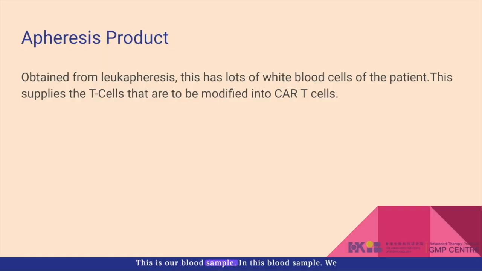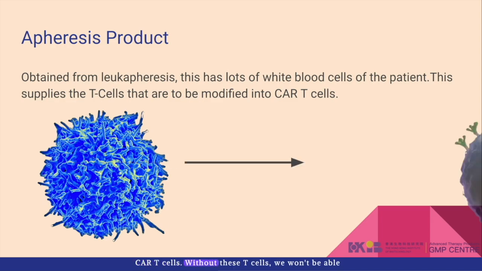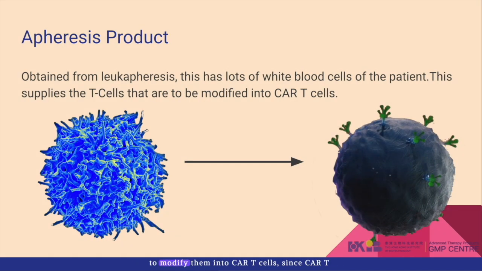This is our blood sample. In this blood sample, we have tons of white blood cells that are given to us from the hospital. These white blood cells are extracted from the patient's body, so they include the patient's DNA too. This apheresis product includes the T cells that we need that we will turn into CAR T cells. Without these T cells, we won't be able to modify them into CAR T cells, since CAR T cells are something that we modify into, not something that we just create out of random chemicals.